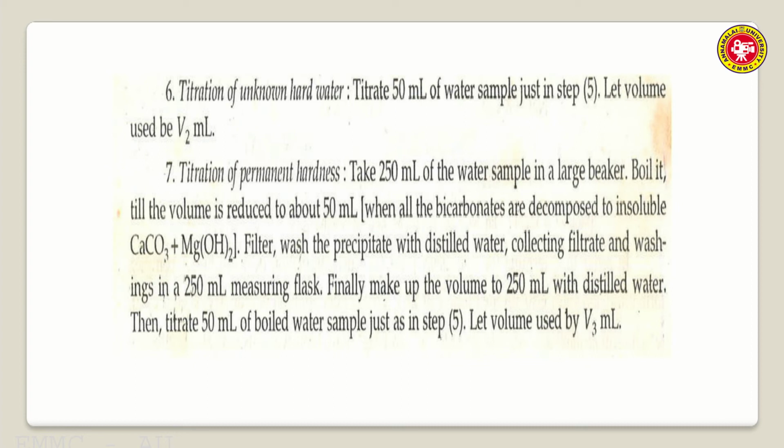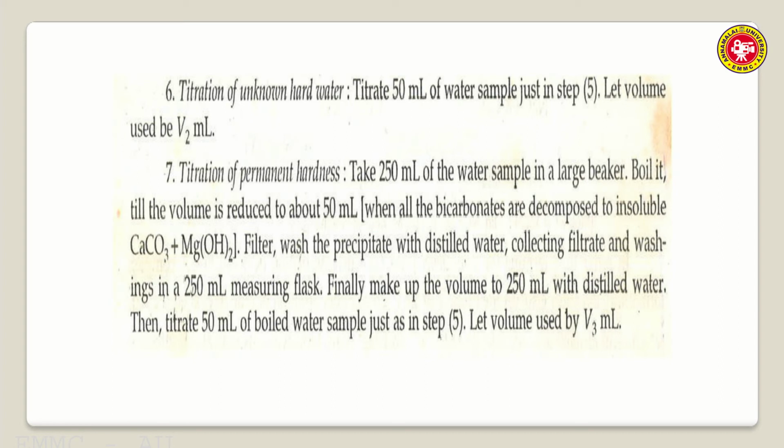Next step will be titration of unknown hard water, the sample water given from any industry. Directly pipette 20 ml of that sample hard water. You have to add 10 to 15 ml of buffer, 4 to 5 drops of EBT indicator, and wine red color will appear. Now titrate it with EDTA from the burette. Let the end point be wine red to blue, and V2 ml of EDTA is consumed for the 50 ml of sample hard water.